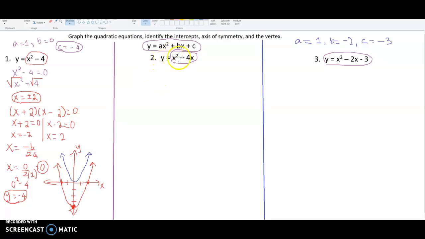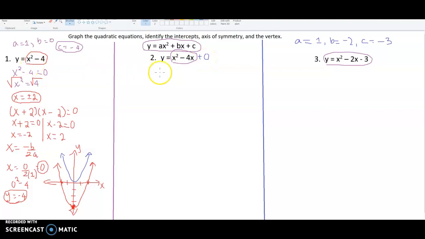Number 2, y equals x squared minus 4x. Again, this also has 2 terms. But you notice that there's no c term here. And I can think of this as if there's no c term, then the y-intercept is going to be 0. Because if you put 0 in for x, 0 squared is 0, 4 times 0 is 0, 0 minus 0 is equal to 0. So the y-intercept is just going to be 0.